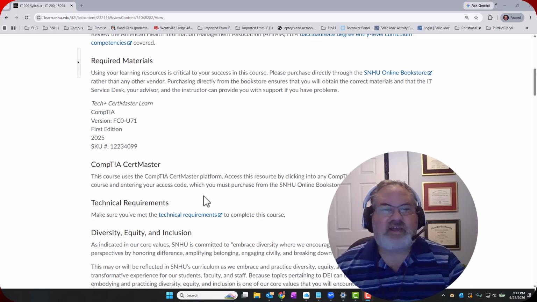This course uses the CompTIA CertMaster platform. Access the resource by clicking into any CompTIA assignment or resource link in your course and entering your class code, which you got from the bookstore, which you must purchase from, obviously, the SNHU Online Bookstore.